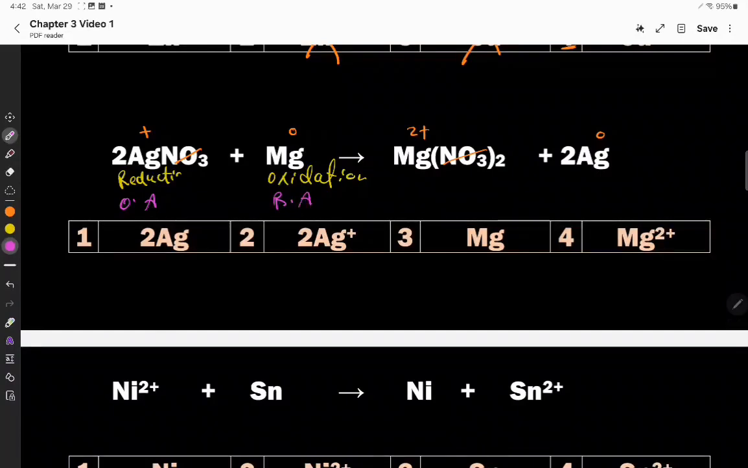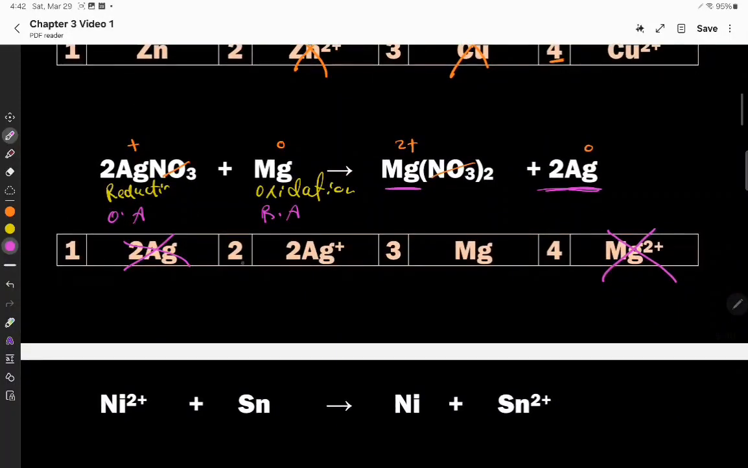Now we cancel what comes after the arrow. After the arrow, Mg 2 positive. Where is it? It is number 4. We cancel choice number 4. Then we cancel Ag0, which is number 1. The answers will be here, either number 2 or number 3.